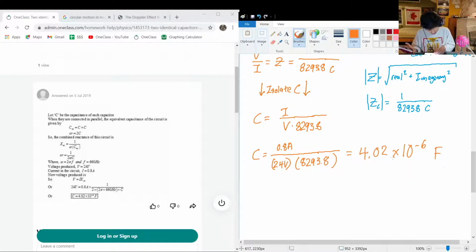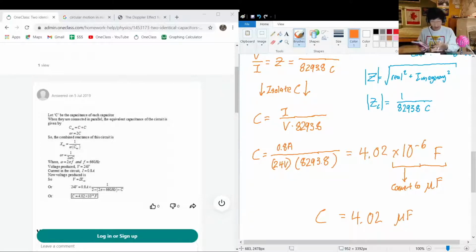And another way that we could write this is we can convert that to a microfarad. Whoops, I guess that'd be more like that. So we have C is equal to 4.02 microfarads. And that is a pretty reasonable answer. A lot of times you'll see capacitors that are measured in microfarads. So based on the magnitude of it, it feels like it could be a reasonable value.